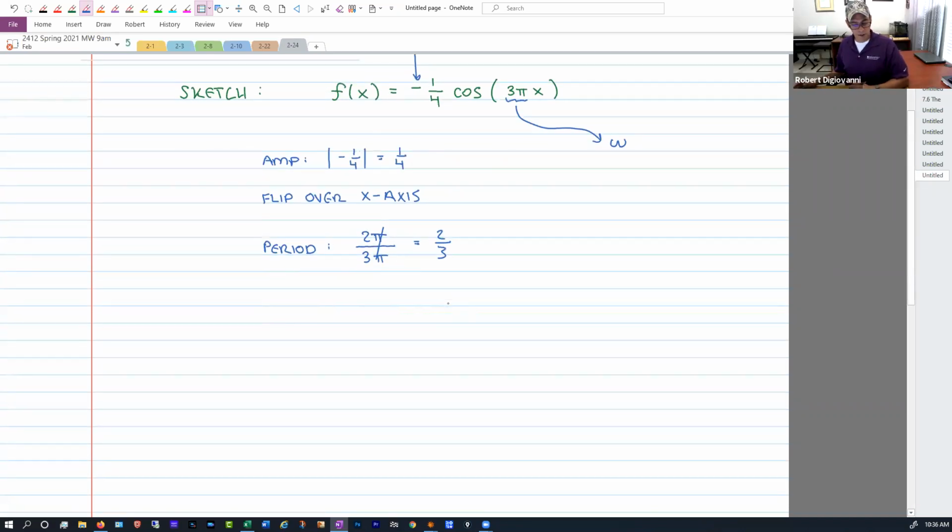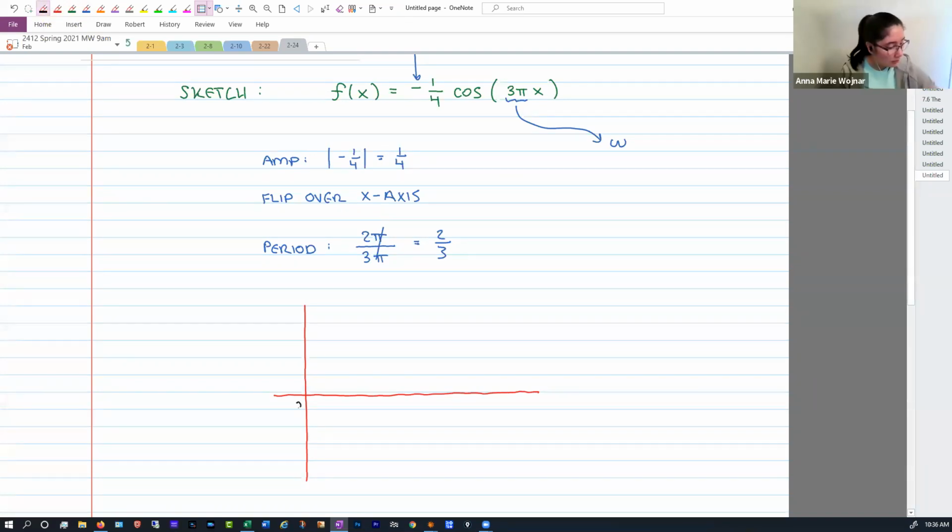Okay. So let's now try and graph this. So I've got my axes. I know that this is a cosine, right? So I need to get these 5 important places. I know that I start at 0, but in this case, I don't end at 2 pi. I end at 2/3, right? Because that's the period, 2/3.